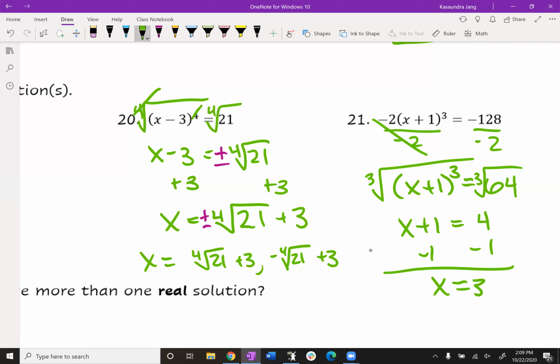And I love that you guys can just check it. You could put it in there and see if -2 times 3 plus 1 to the 3rd, does it actually equal -21 or not? That's like the best thing ever. You can just check and make sure.